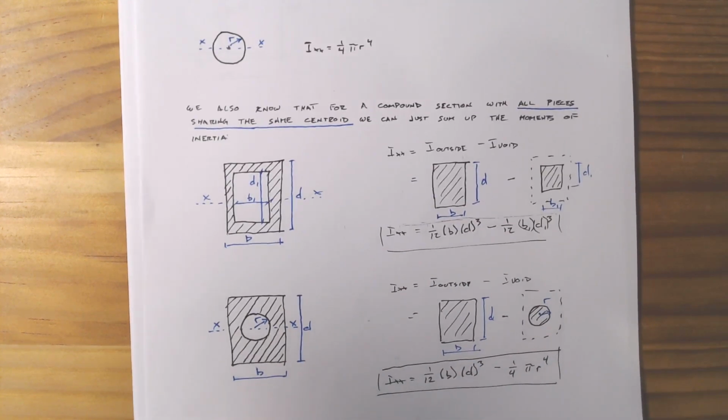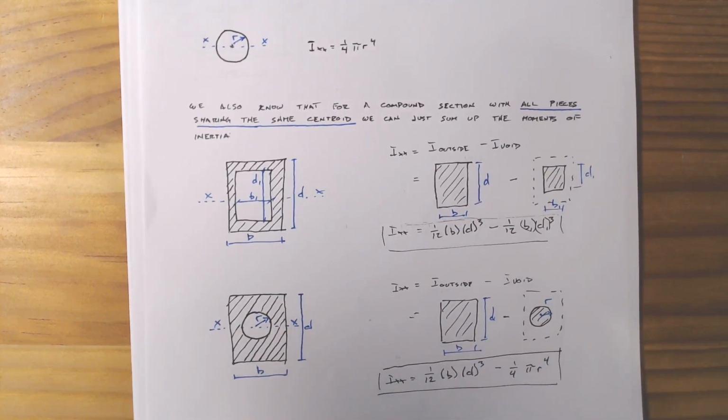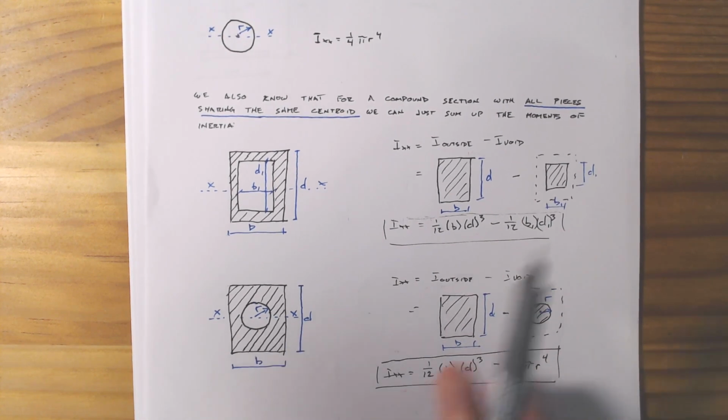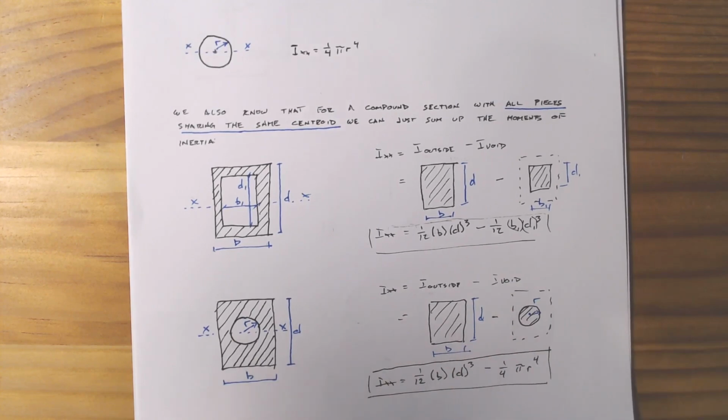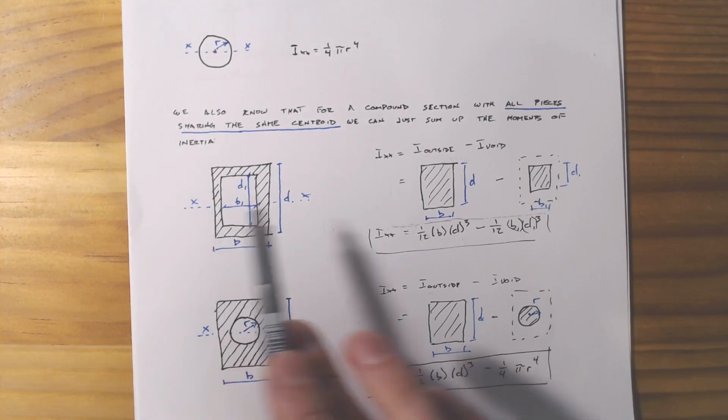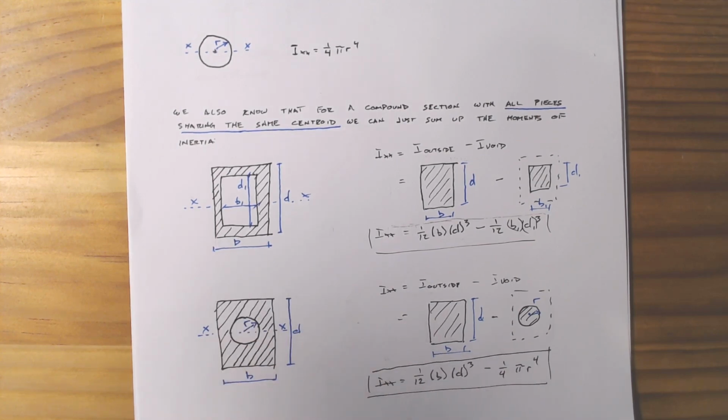So that's that, and this should feel pretty straightforward and analogous to how we calculate centroids, where we could be just adding or subtracting areas as needed. And I keep making this point that we can do this if all of our shapes share the same centroid. But not every shape does that. Not every cross-section has all of its little constituent components with the same centroid.